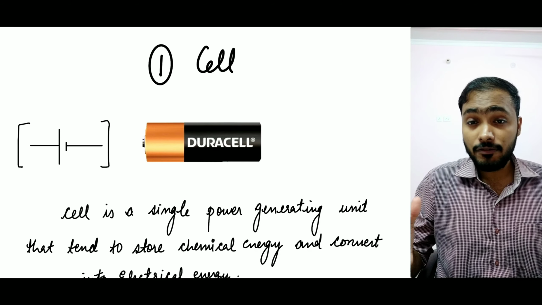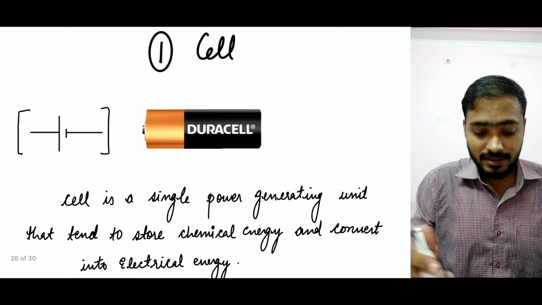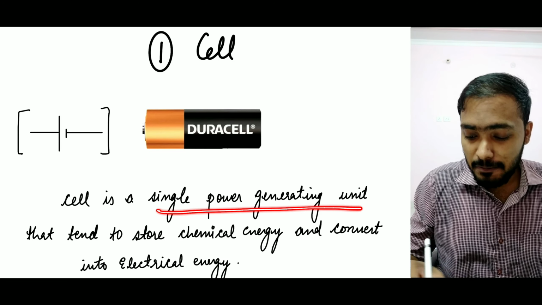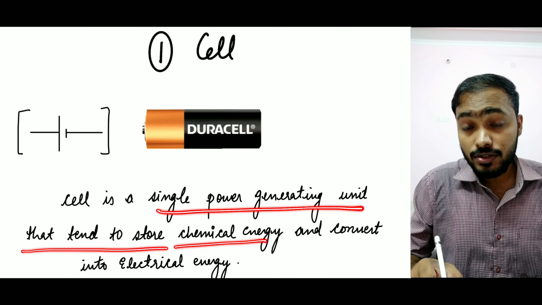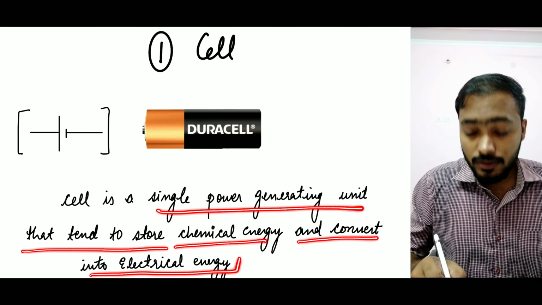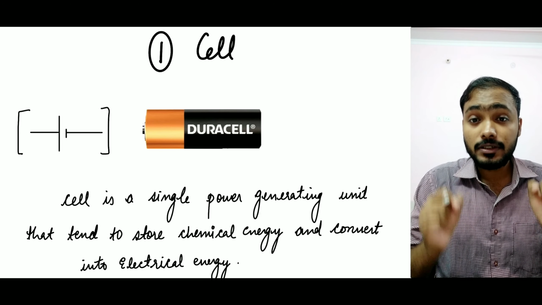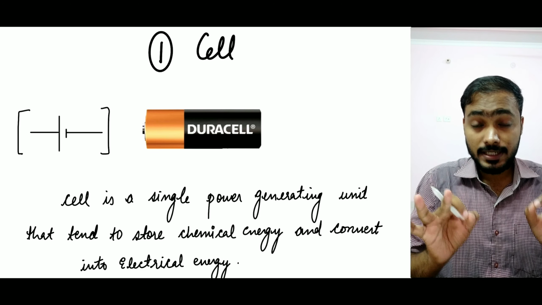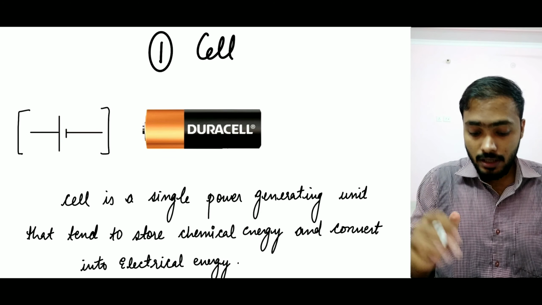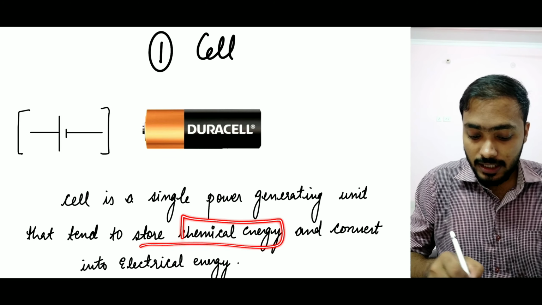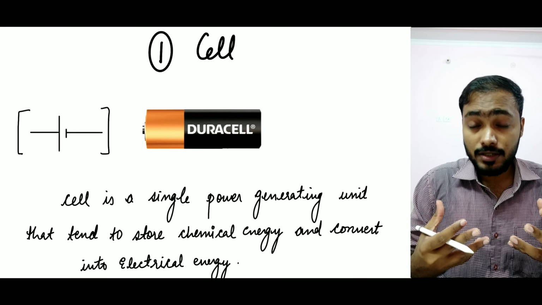Now how do we define a cell? According to the most famous definition, the cell is defined as a single power generating unit that tends to store chemical energy and convert it into electrical energy. So your cell is basically a single power generating unit. You have to understand it stores your chemical energy and converts it into electrical energy. Now from where is this chemical energy coming from?